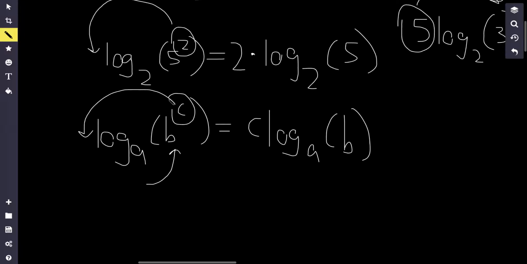You're able to take the exponent and you're able to sort of bring it down so that you're multiplying by the exponent. Or the opposite can be true. You're able to take the thing that you're multiplying the log by and you're able to turn it into the exponent.